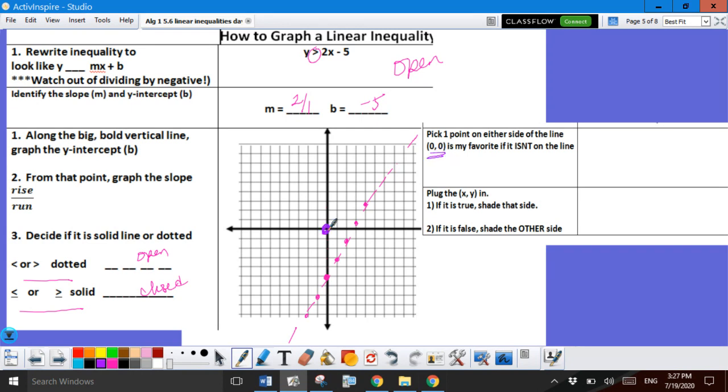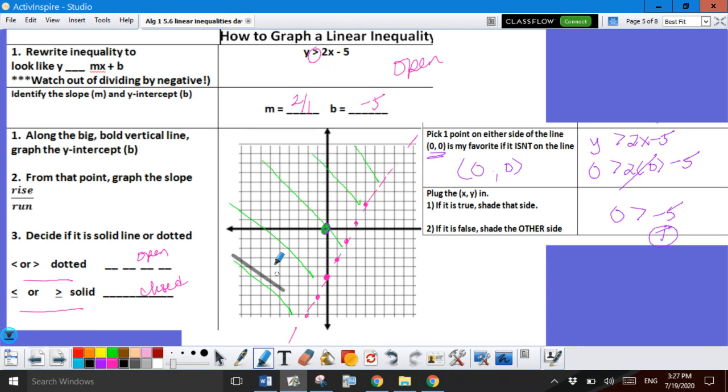So I'm going to go ahead and mark this point right there, 0, 0, and I'm going to test it. So I have y greater than 2x minus 5. And I know that I have a 0 and a 0. So I'm going to put a 0 here, and I'm going to put a 0 on the other side. So I notice that this goes away. So 0 greater than negative 5. Well, that is definitely true. 0 is greater than negative 5. So I know that since this is the point that I tested, that side is true.